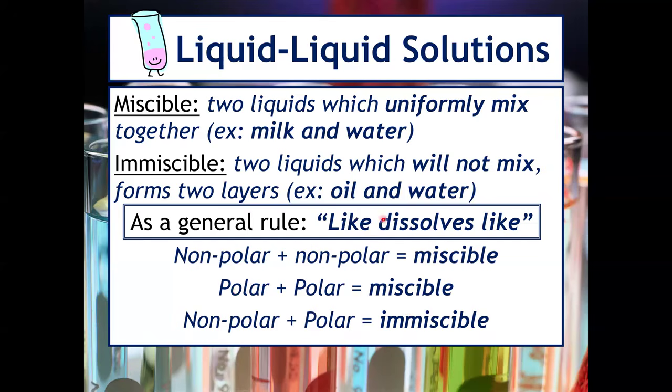On the other hand, again, it's like dissolves like. So if two things are polar, they would be miscible. For example, if we try to mix isopropyl alcohol, which is polar, with water, those two would mix together. Those two would be miscible. Same thing with most of the parts of milk and water, which will be miscible.